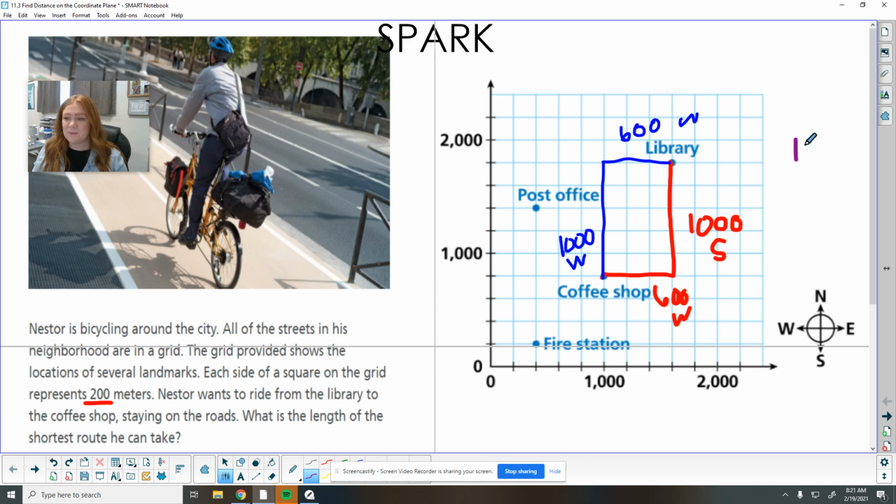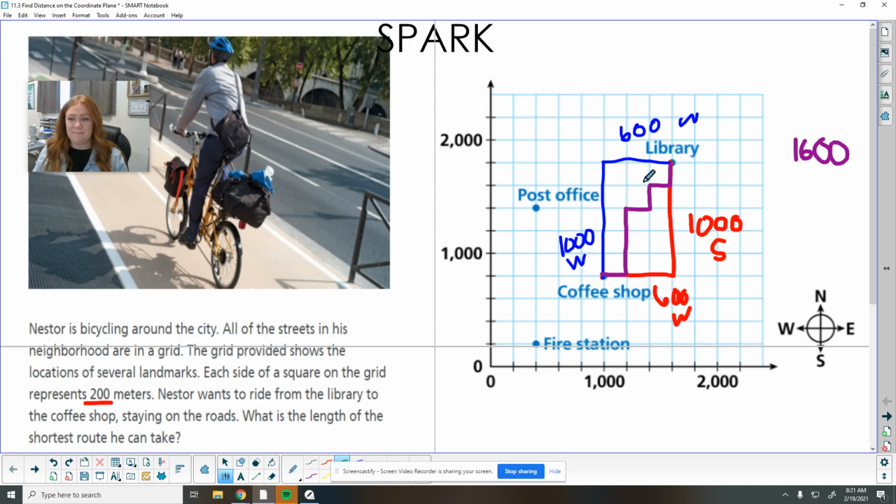Let's see if there's any other way we can get there shorter. So we're thinking 1,000. Whoops, I didn't write my 600. So we're thinking 1,600 is the shortest. Let's just double check. Here's 2, 4, 6, 8, 10, 11, 12, 13, so if he kind of zigzags. Oh, I did not count by twos though. Let me try that again: 2, 4, 6, 8, 10, 12, 14, 16. Still the same.